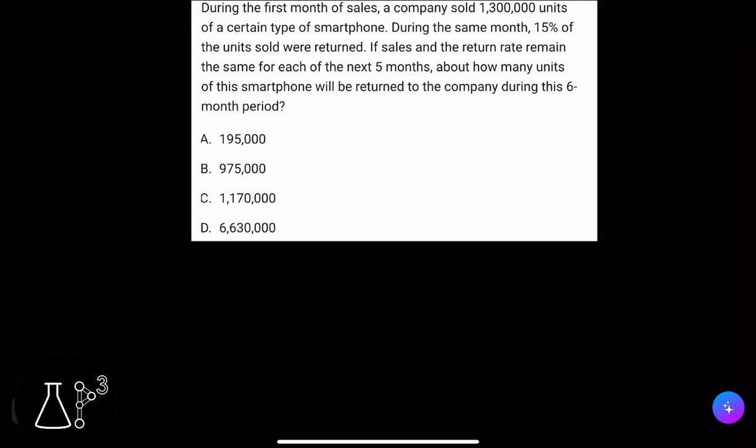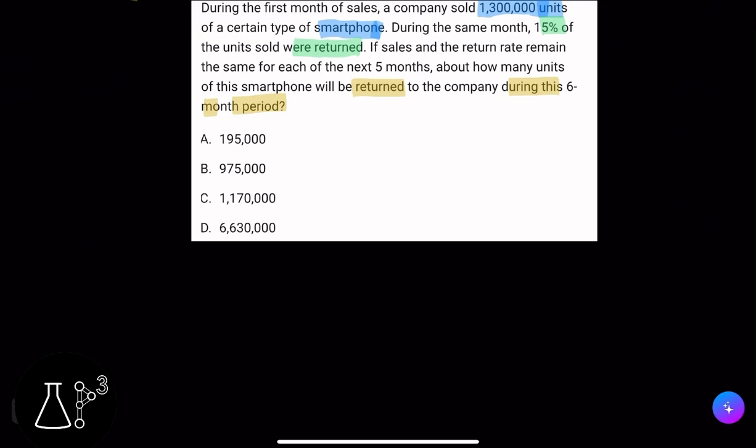I'm given that in the first month of sales, they sold a total of 1,300,000 units of smartphones. They also tell me that in the same month, 15% of those sold were returned. And they told me that both the sale and the return rate remain the same each month for the next 5 months. And we're looking for how many of the smartphones were returned in the total of that 6 months duration. But why is it a 6 months period and not 5?